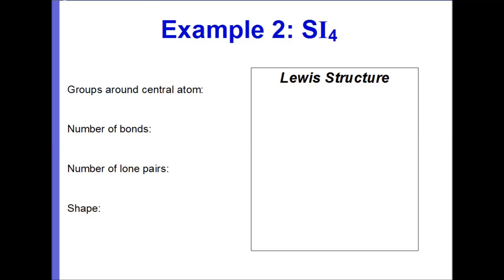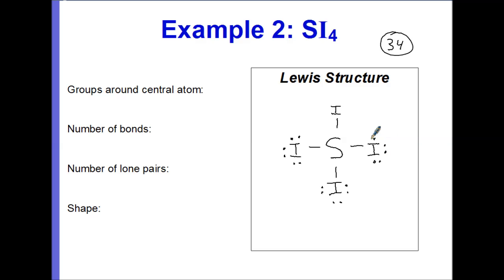For example number 2, you have SI4. We are going to have the sulfur as our central atom. So let's start our Lewis structure. We put the sulfur, and let's bond the 4 iodines to my center. So we have our iodines, and we count up our total number of valence electrons. We're supposed to have 34, so I'm going to make sure we have 34. I'm going to fill in my electrons. Everything has 8 so far, and this needs 8, so we're all good.